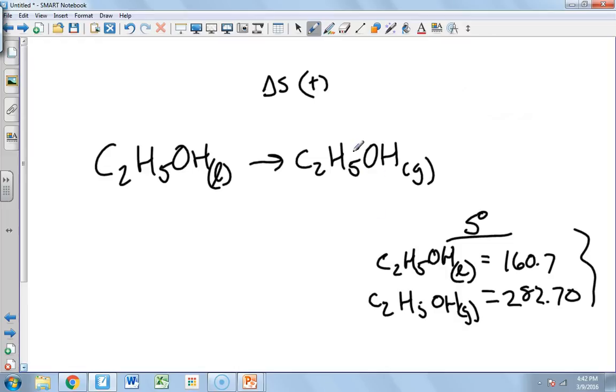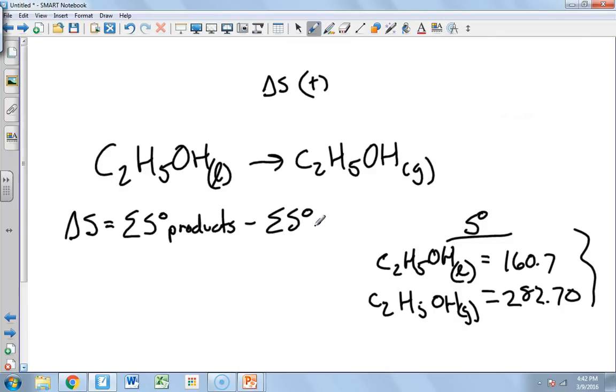This is gas: 1 mole of gas here, no moles of gas here. It's going to be a positive delta S. But let's calculate delta S. Delta S equals the summation of S naught products minus the summation of S naught reactants.